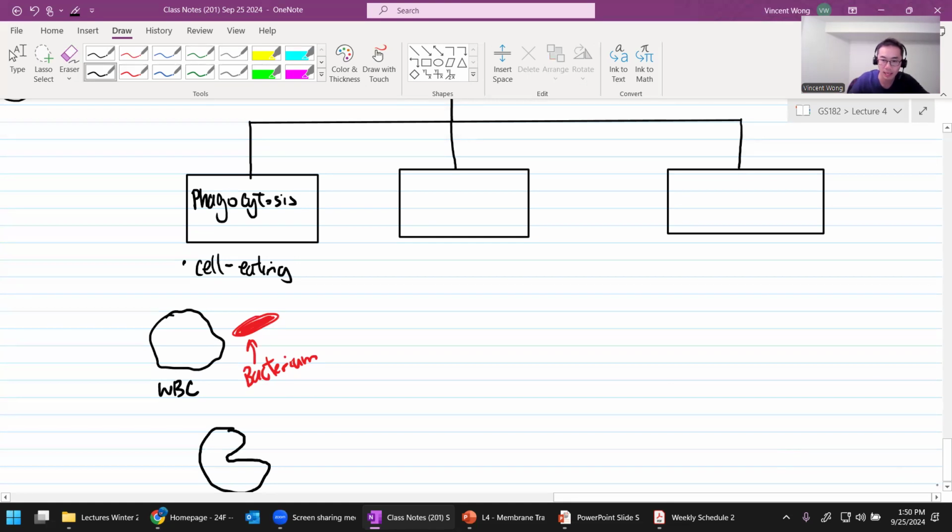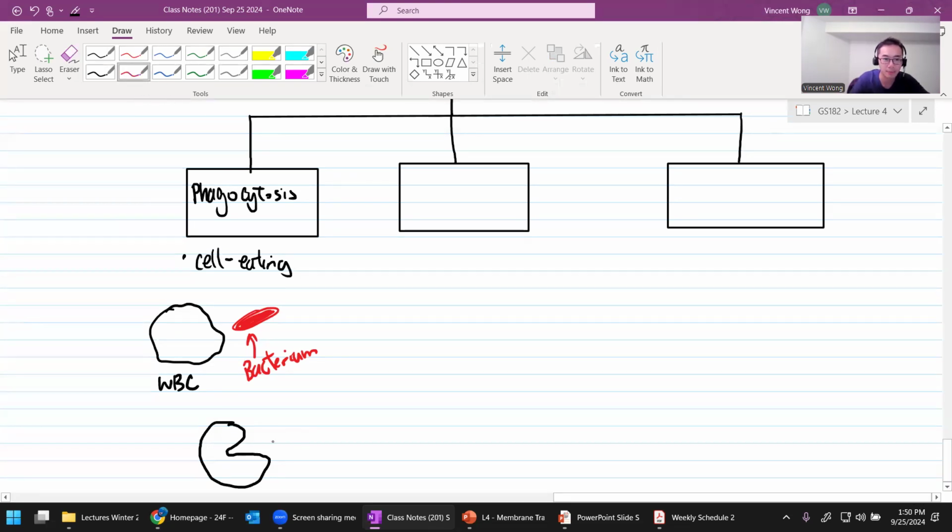Okay. It actually does this. Okay. I am not making this up. Okay. So it's gonna go surround it and then it's gonna swallow it. And now it is on the inside. Okay. This is called phagocytosis, cell eating.